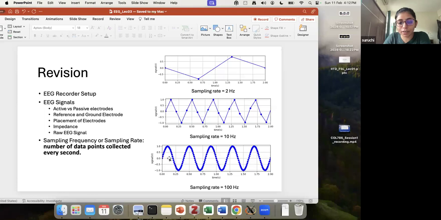So whatever you have collected here, it looks like a snake, right? So signal frequency is how many peaks you see of the signal in a second. Even though your sampling rate was 100 hertz, in 1 second you see 1, 2, 3 peaks. So your signal frequency is 3 hertz. Is that clear?